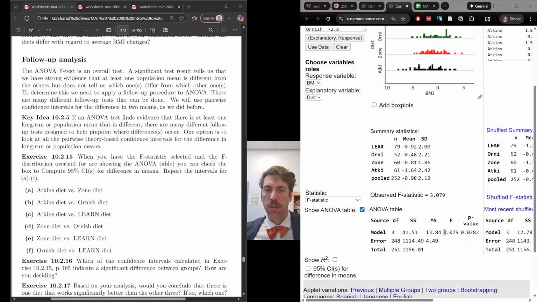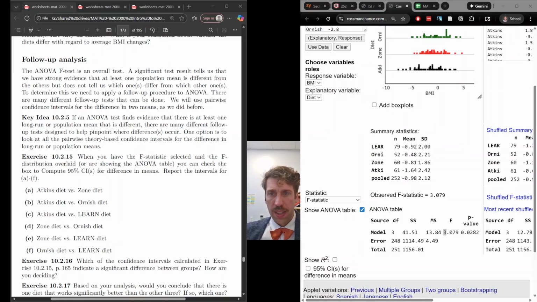Okay, this is part 3 of our focus on ANOVA for section 10.2. So the ANOVA test is an overall test. A significance test result tells us that we have strong evidence that at least one population is different from the others. But it doesn't tell us which one is different. So there's many different follow-up tests that can be done. We'll use pairwise confidence intervals for the difference in two means, as we did before.